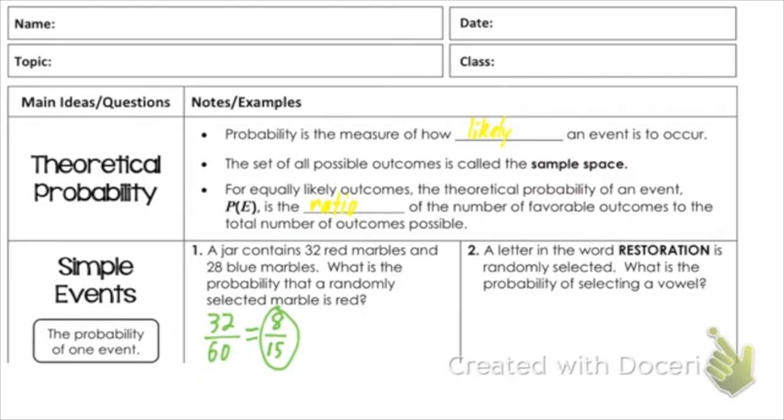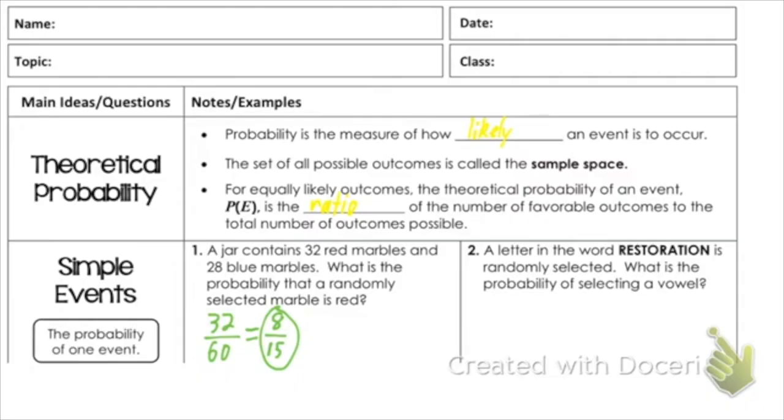Number 2, a letter in the word restoration is randomly selected. So it's like you take all those letters, you put them on a piece of paper in a hat. You pull one out. What's the probability of selecting a vowel? Well, what do we have to figure out first? How many total letters there are. How many total letters there are, and what else do we have to figure out? How many vowels there are, okay?